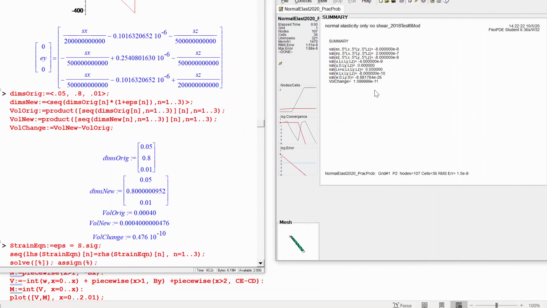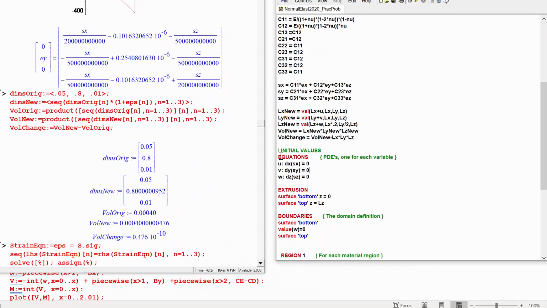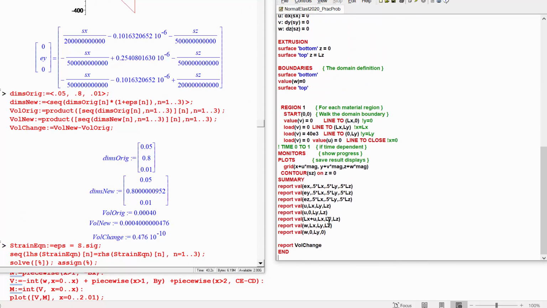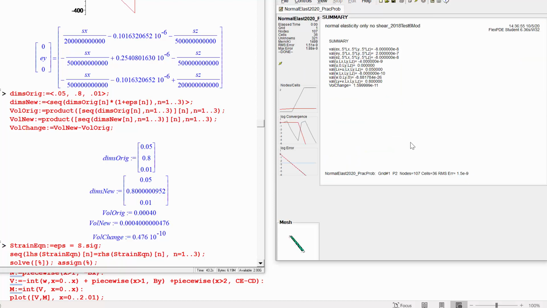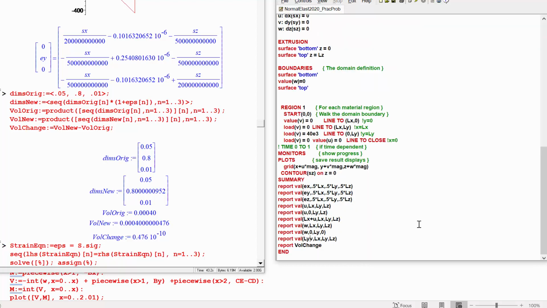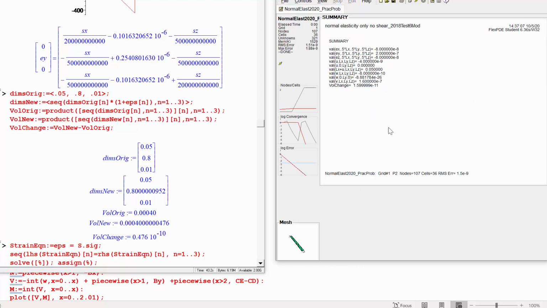Oh, you know what? We could have FlexPDE report the displacement at the top. So let's say value of Ly plus V at the other end. Oh, wait. We are losing the precision that we need there. Let's have just V. See how much the displacement is at the other end.